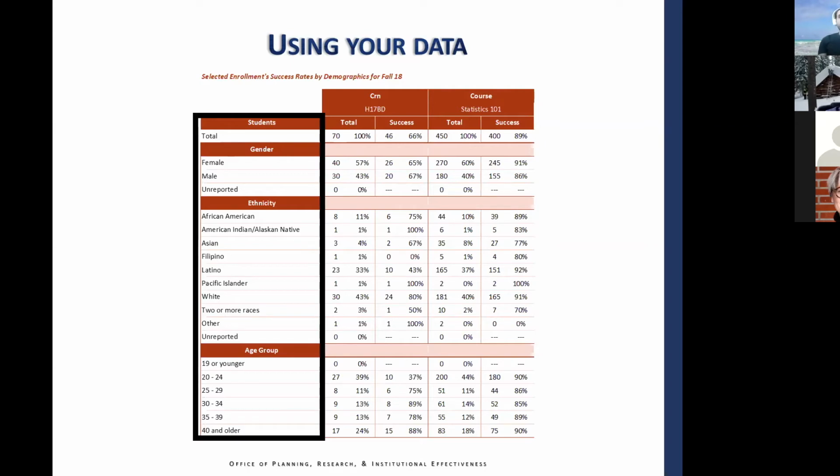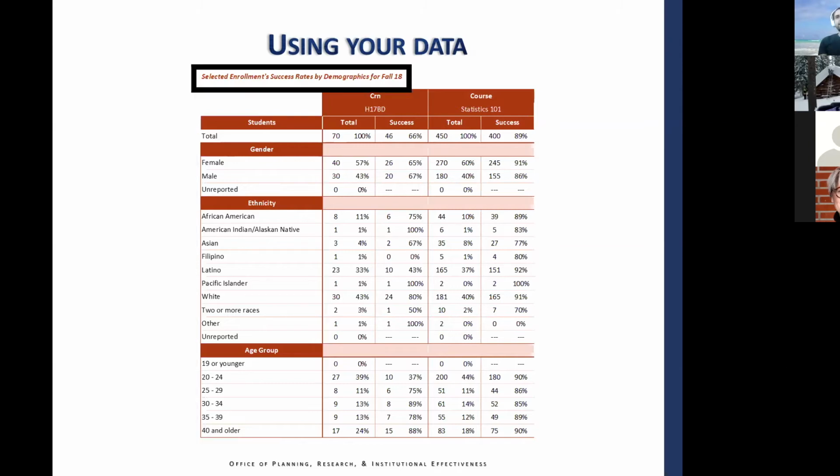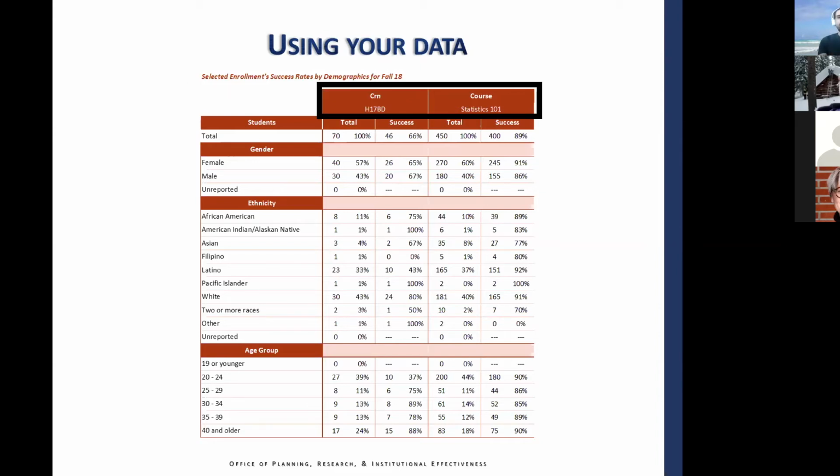So the first thing that I want to point out is that the content that I highlighted right now are the demographic groups that we are analyzing for, with our data. The legend at the top is making reference to the term that we are talking about, meaning that the data on screen belongs to Fall 18. The headers are just the data that we're providing to you.